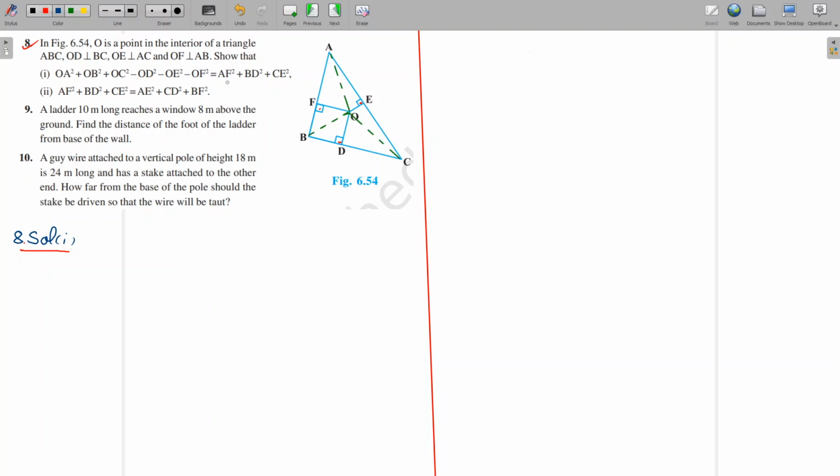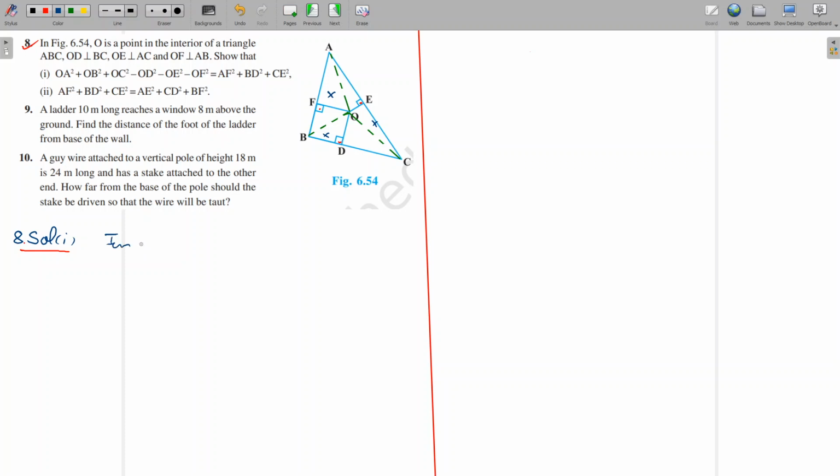If you see the right hand side, we have AF square, so we'll have to take this triangle OFA. We have BD square, so we'll take the triangle ODB. And we have CE square, so we'll take the triangle OEC. In all these three triangles, we'll apply the Pythagoras theorem. So let's start.